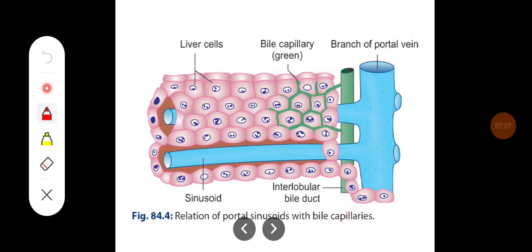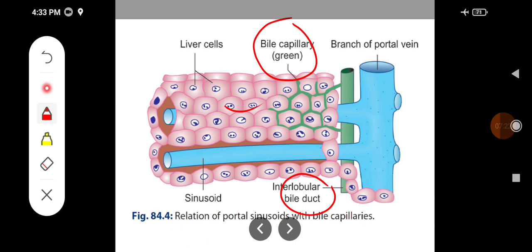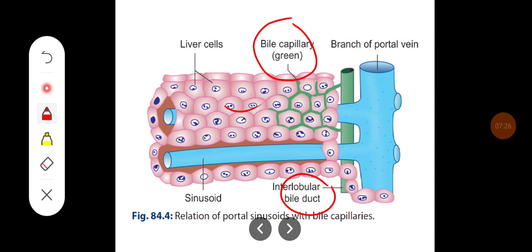This is the diagram showing the liver cell, the sinusoids, and the interlobular duct. In green, the bile canalicular network has been shown. Ultimately the bile drains into the interlobular duct, whereas the sinusoids receive blood coming from the portal vein.